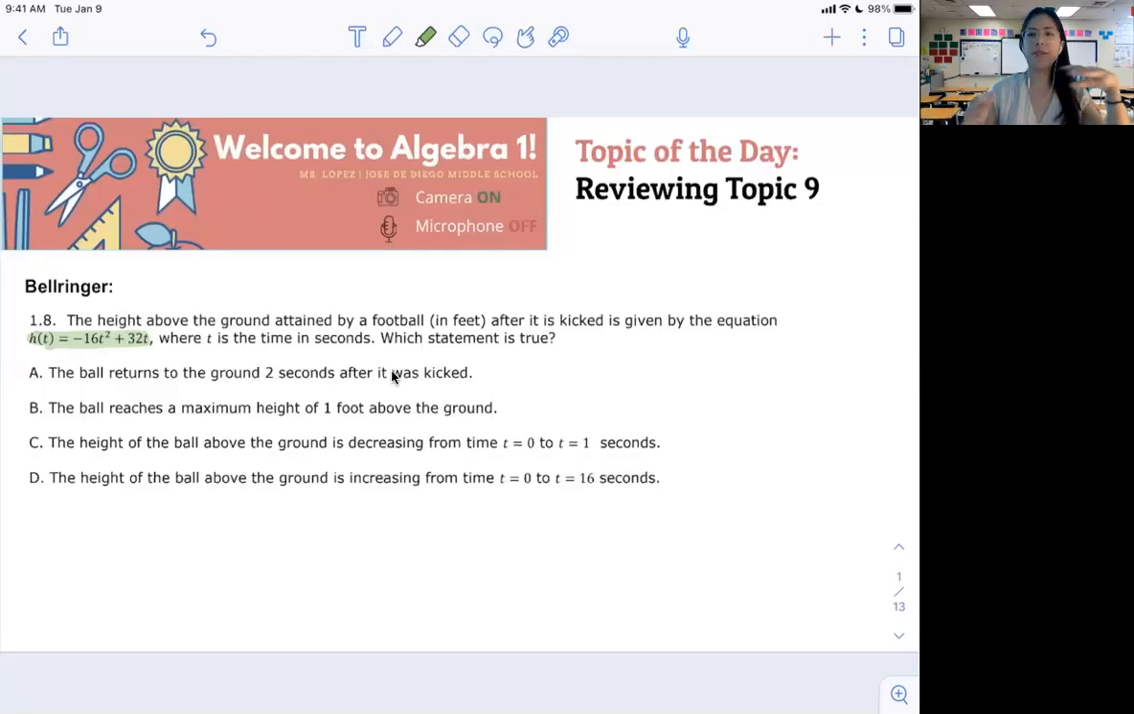And this goes for anybody. So remember, I want to hear participation from everyone today. So who can tell me, how do I know that this is in standard form?